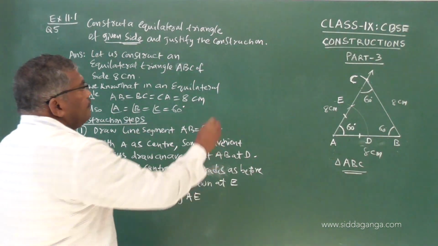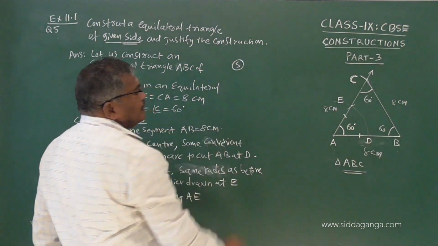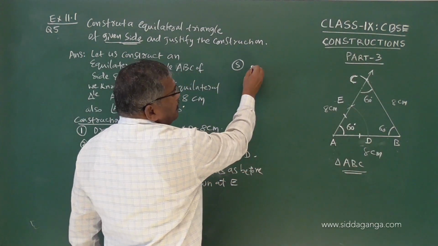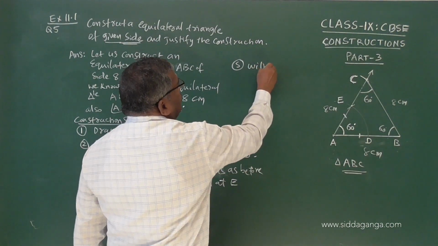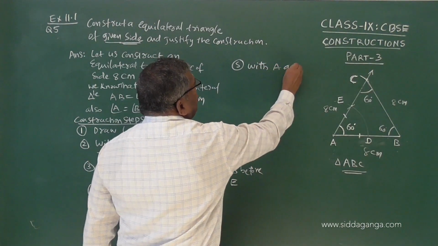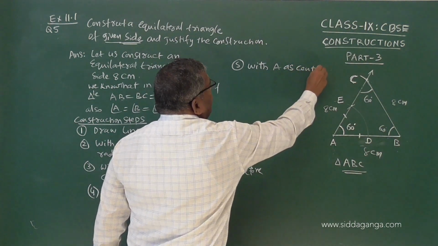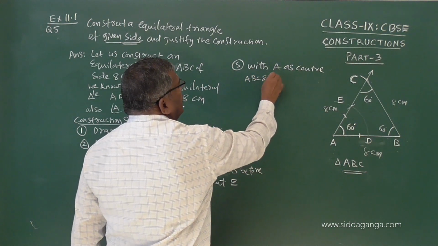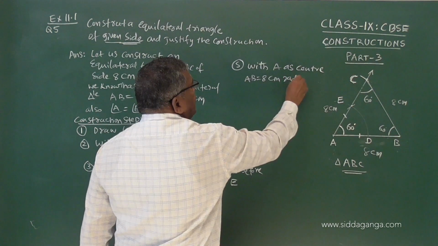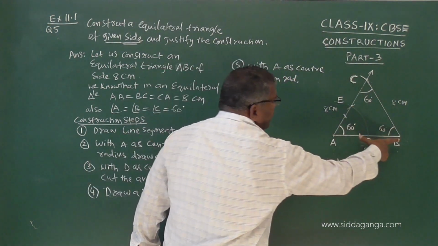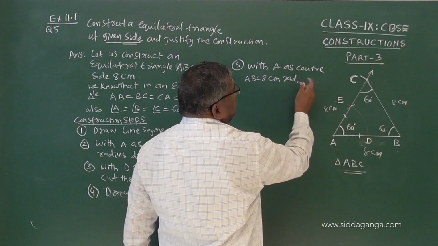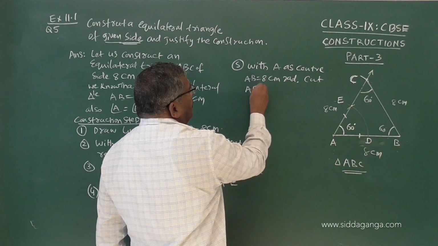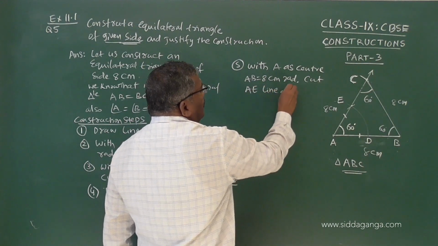Now, fifth point. So, we got this line now. With A as center, AB equals 8 centimeter radius, cut the AE line at C.